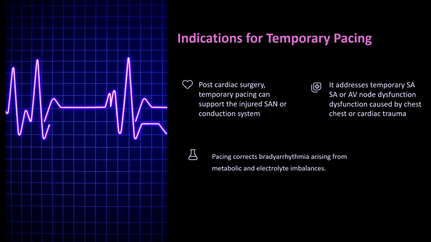Also, cardiac or chest trauma, if we have AV node dysfunction or SA node dysfunction, it will also need a temporary pacemaker. We also use it if we have bradyarrhythmias arising from metabolic and electrolyte disorders. For drug-induced bradycardia or bradyarrhythmias, we can use a temporary pacemaker till we get rid of the drug from the body.